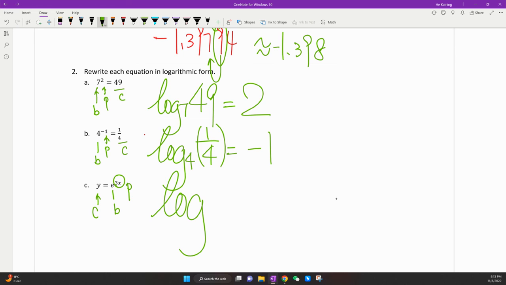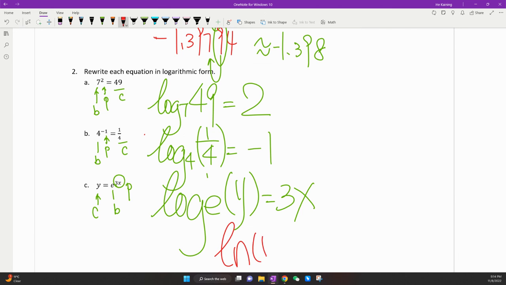Okay, very last one. Very same thing. Base: I see the E right there. And then you see the answer, which is going to be the letter Y. This is a letter, this is another letter, so I don't want to confuse myself. This is why I put parentheses, but it's okay not to put them, by the way. And then the very last one is the exponent, which is going to be 3x. One more thing I want to mention: if you see the word log E, that actually stands for ln. So you can put ln y equals 3x.